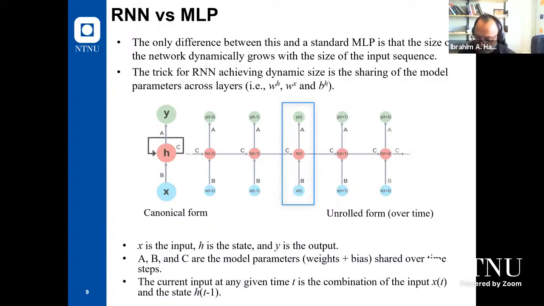regardless of the size of the input sequence. Here, input X is the input, H is the state, Y is the output. A, B, C are the model parameters, weights and biases, which are shared over each time step. The current input at any given time T is the combination of the input XT and HT minus 1. If it is a vanilla RNN, it's not the output in fact, but the state. So the state will be a function of the current input XT and the previous state HT minus 1.